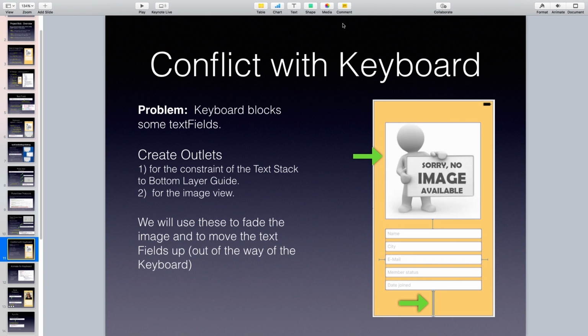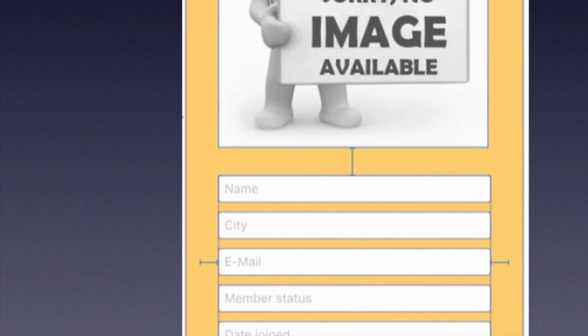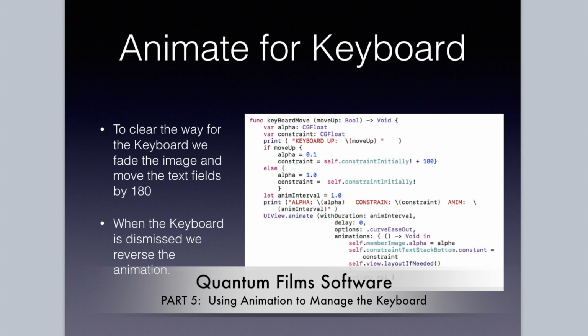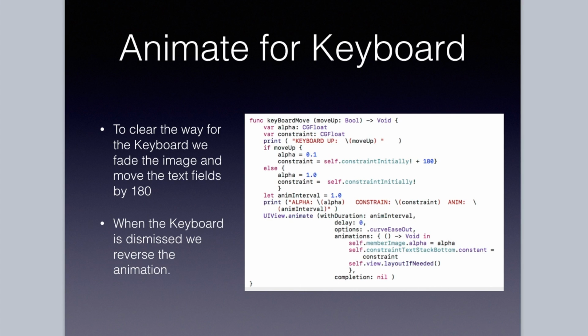So basically what we're doing here is we're going to be using this and this as part of our animation. How do we do the animation? We actually are going to create an animation called keyboard move. And it will have one input parameter, which is a Boolean. And it's either true or false. And the name of it will be move up. Okay? And so this is just a function that I want to implement the animation. And let me show you how we do it.